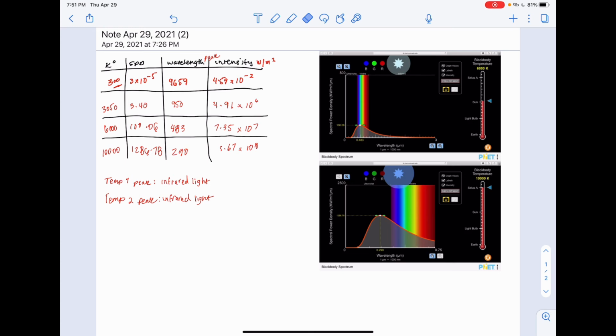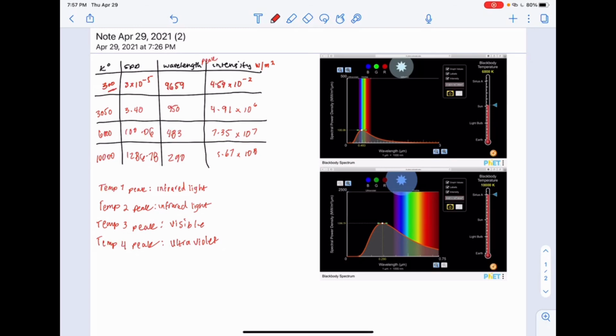So for our 6000 Kelvin temperature, we can see that the peak lays on the 483 nanometer wavelength, and that is seen in visible light and mostly seen as blue. And for our 10,000 Kelvin, we can see that the wavelength peak is at 290 nanometers, which is mostly seen in the UV, and only some of the visible light is absorbed here.